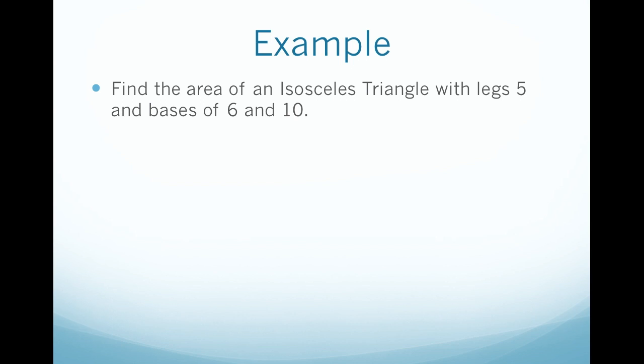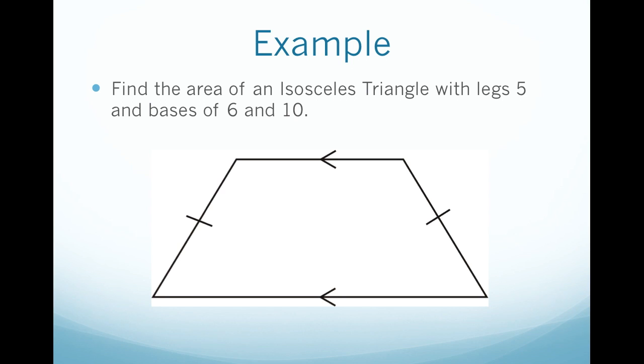Let's find the area of an isosceles trapezoid with legs 5 and bases of 6 and 10. Lots of times they'll give us lots of words. Again, when in doubt, draw it out. So draw a nice little isosceles trapezoid and label in those sides. This is 5, this is 5, bases of 10 and 6. You say, all right, I've got my bases, but I don't have my height. How do I find my height?